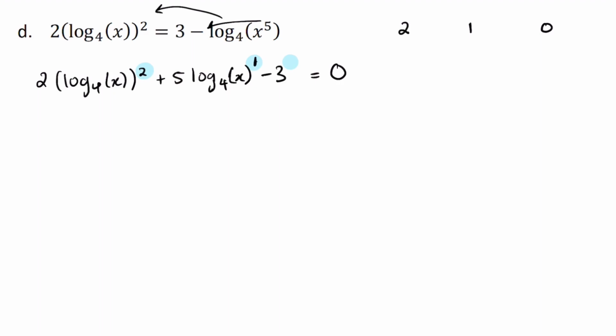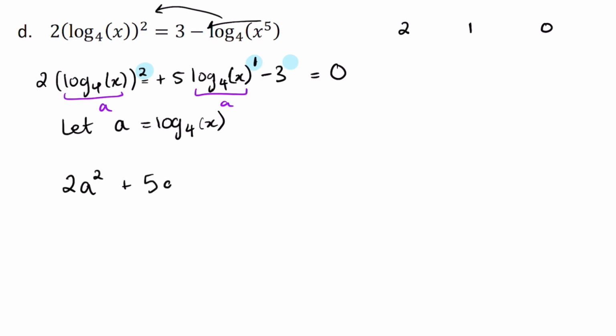Where have we seen this? Well, it's with a quadratic, and it's also very similar to our exponentials. So in the exact same way that we did that with our exponentials, we're going to let a equal log base 4 of x, and in this case, I can start to write this as a. So what does that leave me with? That's going to be 2a squared plus 5a minus 3 is equal to 0.